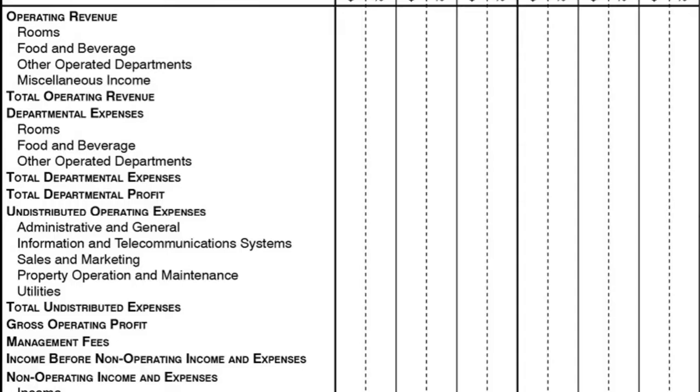What are those departments? And then you have gross operating profit. Then you have management fees. Most of the hotels are reporting this management fee. Normally gross operating profit is considered before the management fee. The reason being is management fee is a separate part for hotels, and in the managed hotels, management fee is calculated based on GOR, gross operating revenue, and the gross operating profit.